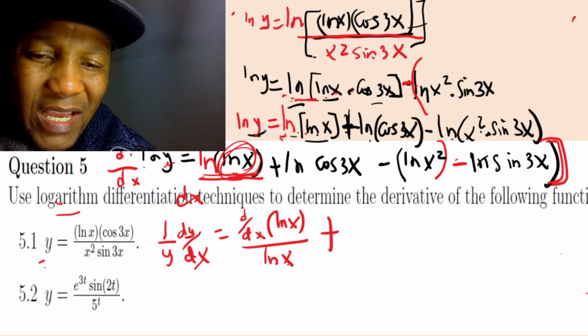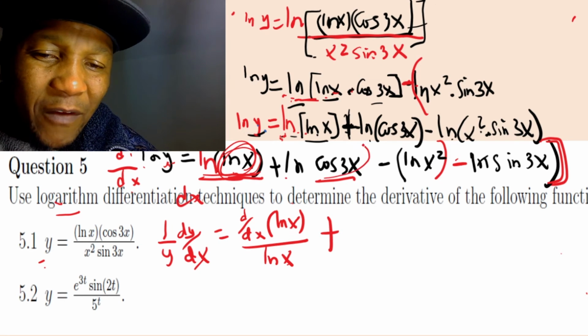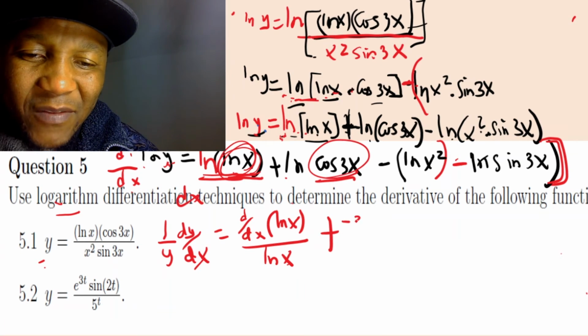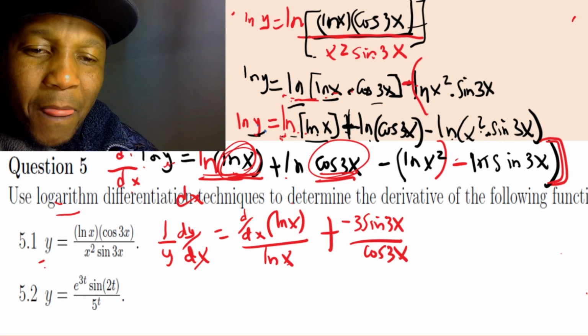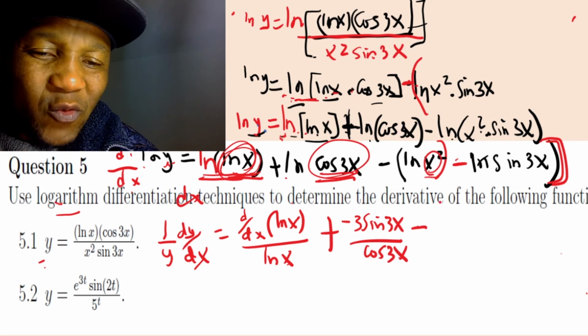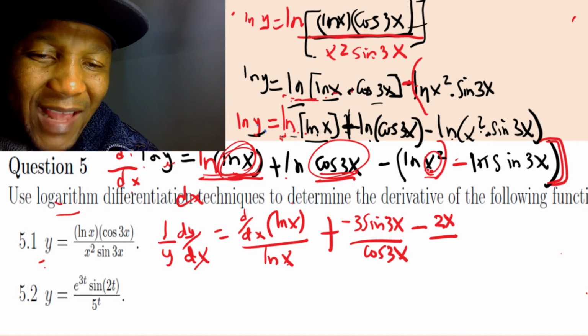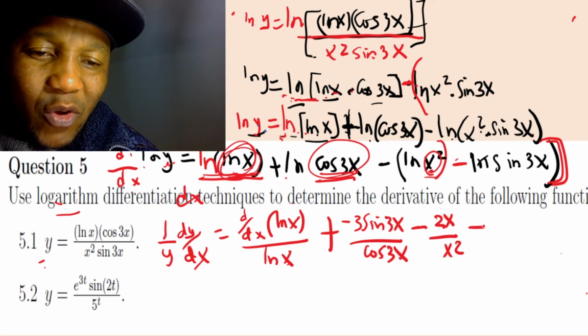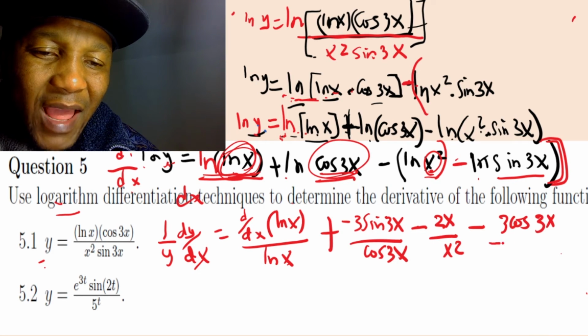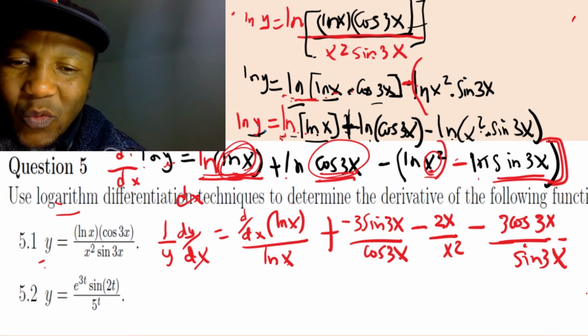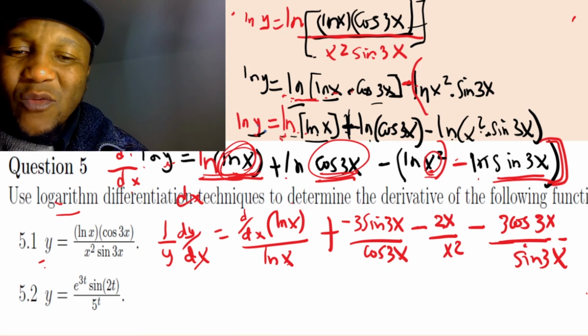Now you come with the second one, differentiate ln of cos of 3x. When you differentiate cos of 3x, you get negative 3 sine 3x over this function, which is cos 3x. Now we come here, minus, differentiate x squared, you get 2x over exactly what you have, which is x squared. Now you go for the last one, differentiate the function in front of the ln, which is going to give you 3 cos 3x over exactly what you have, sine 3x. So we can simplify further, and this is going to be the dy/dx I'm looking for.